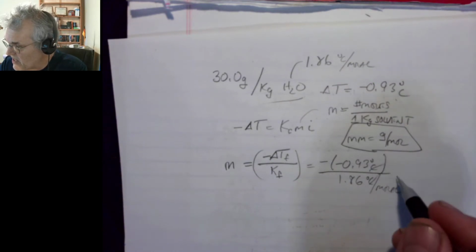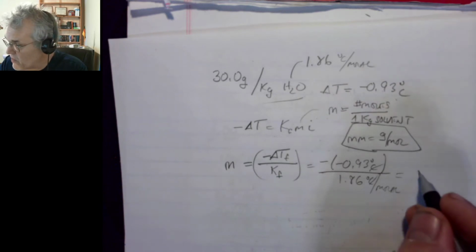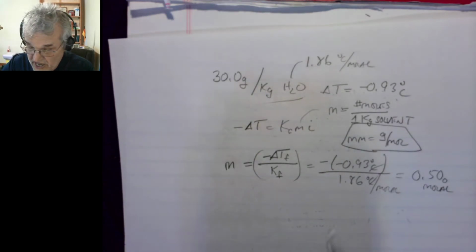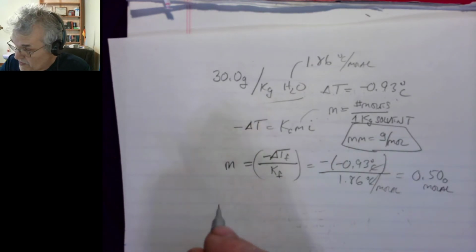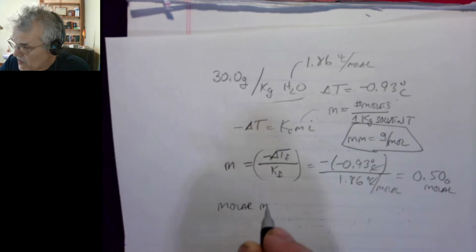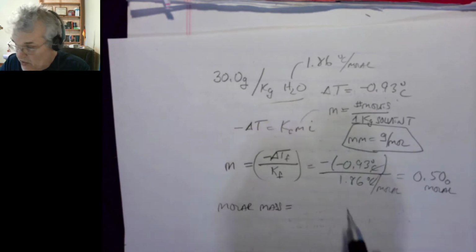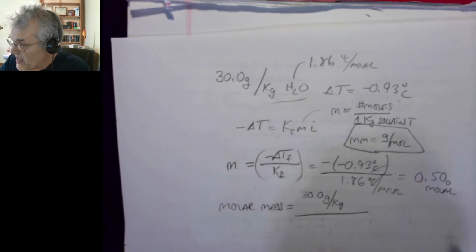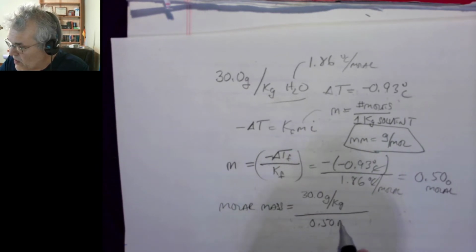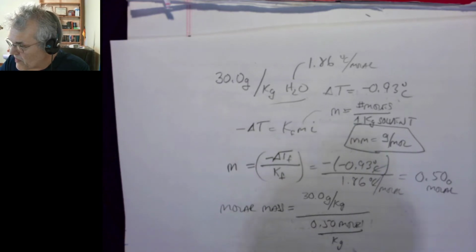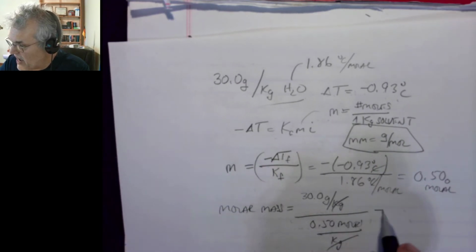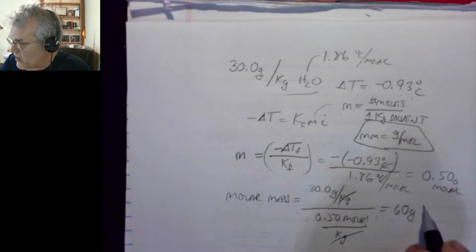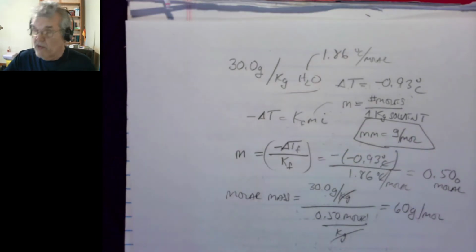Well, degrees Celsius cancel out, and that's going to give us the value, and we end up with 0.500 molal. Well, again, we want the molar mass. Molar mass is equal to the grams over the moles, that was 30.0 grams per kilogram of water, and this is 0.50 moles per kilogram of water. Kilograms of water cancels out, and we have 30 grams over 0.5 moles. We end up with a molar mass of 60 grams per mole. And it really is that easy.